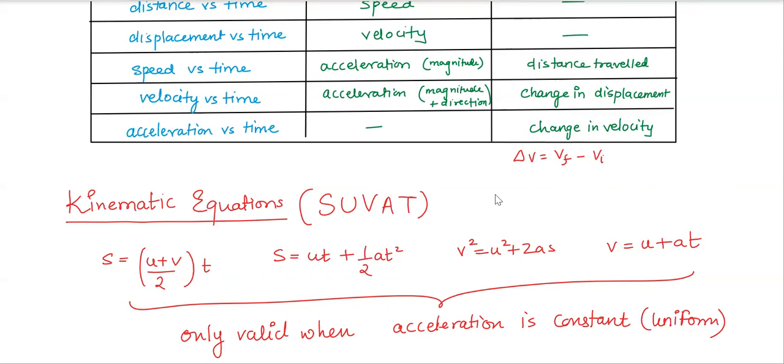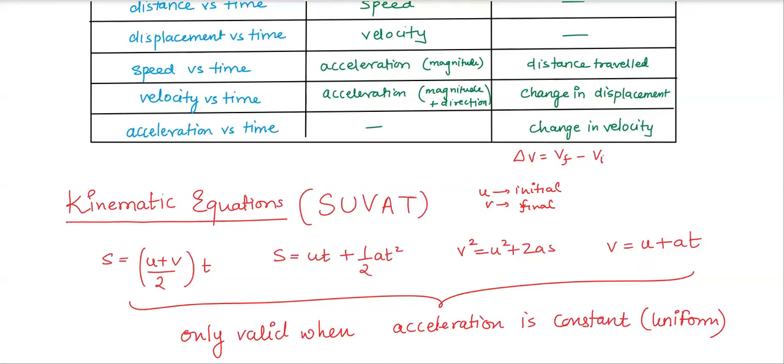So here U is the initial velocity, V is the final velocity, A is the acceleration, and S is the displacement. Okay, change in displacement is mostly what we talk about.